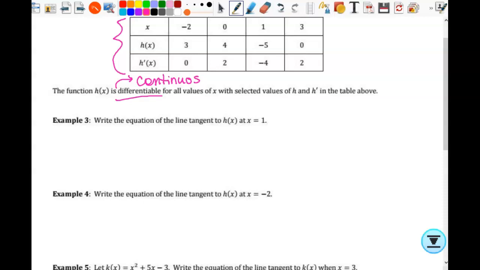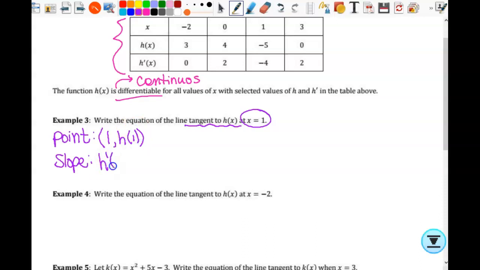So they've given me selected values of x. They've given me h and h prime of x values, so I'm not going to have to substitute things in. I just have to figure them out. I want the equation of the line tangent to h of x at x equals 1. So I need a point, and I need the slope. And we're going to write it out the long way. So my point is 1, comma, h of 1. And my slope is h prime of 1.